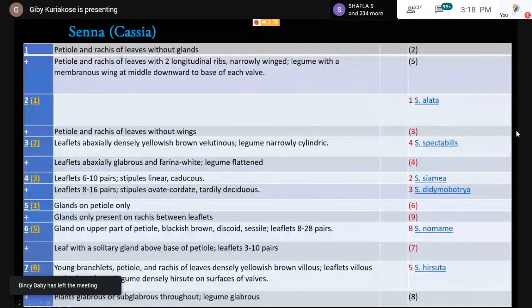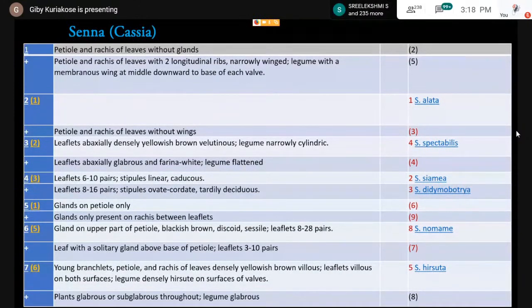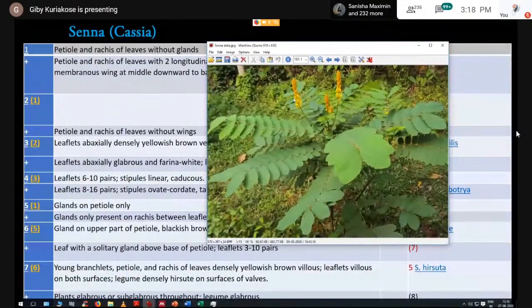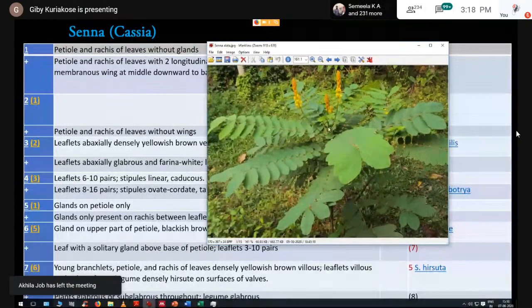So petiole and rachis of leaves without glands. In Cassia, if you go for a close observation, there are glands present along the rachis, or at the base of the rachis, or at the base of the petiole of each leaflet. So here it says that petiole and rachis of leaves without glands. If that is so, then go to 2. This is 2, and there is only one species, Senna alata, or Cassia alata. This is very familiar to you, I guess. Okay. Then this we have identified.